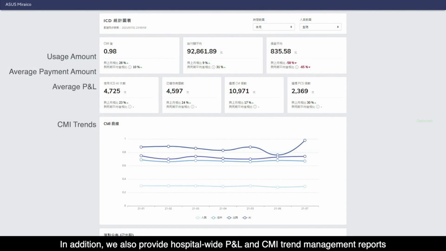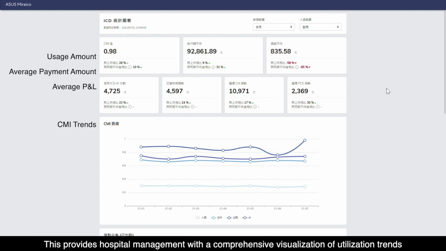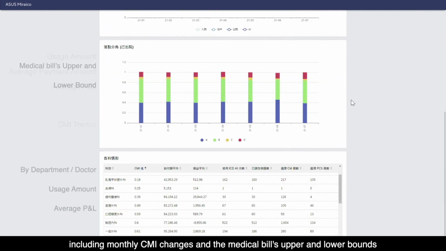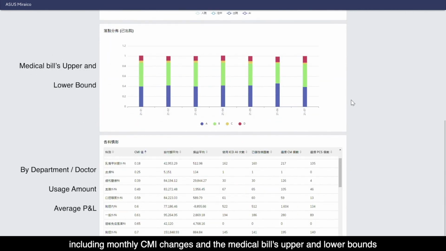In addition, we also provide hospital-wide P&L and CMI trend management reports. This provides hospital management with a comprehensive visualization of utilization trends, including monthly CMI changes and the medical bill's upper and lower bounds. This helps to improve operational management efficiency.